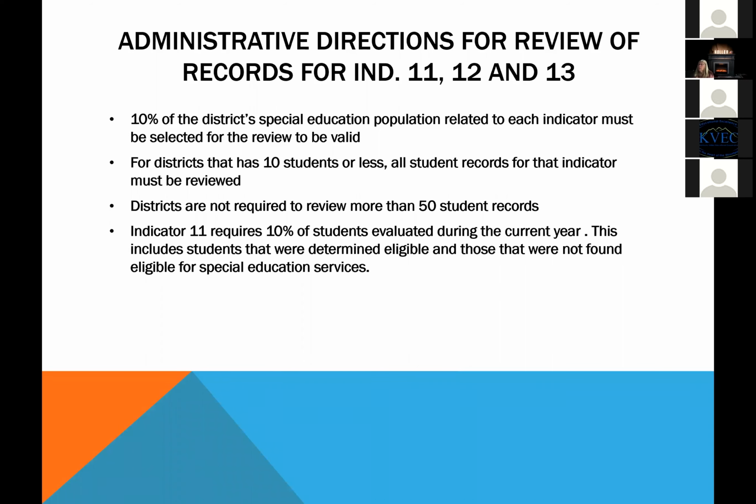Indicator 11 requires 10% of students evaluated during the current year, and this includes those students that were determined eligible and those that were not determined eligible for special education services.